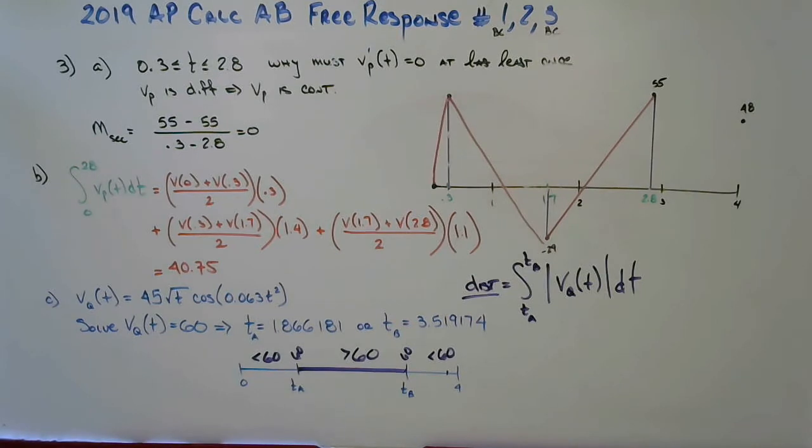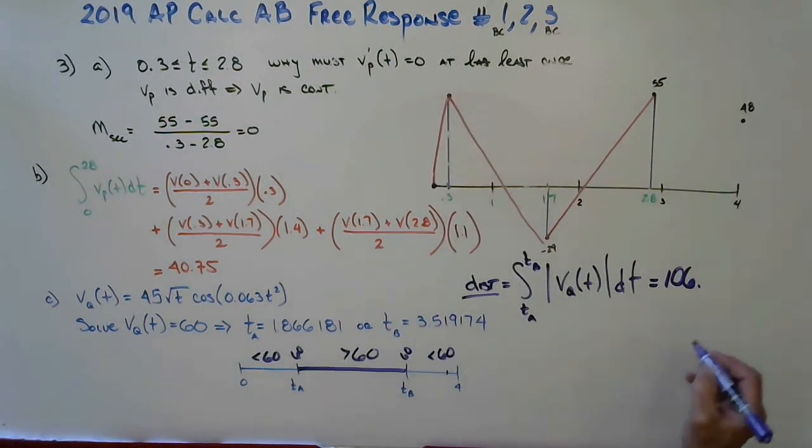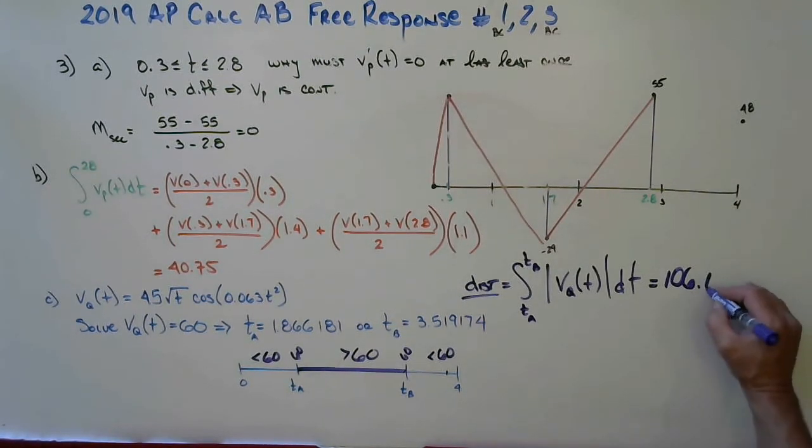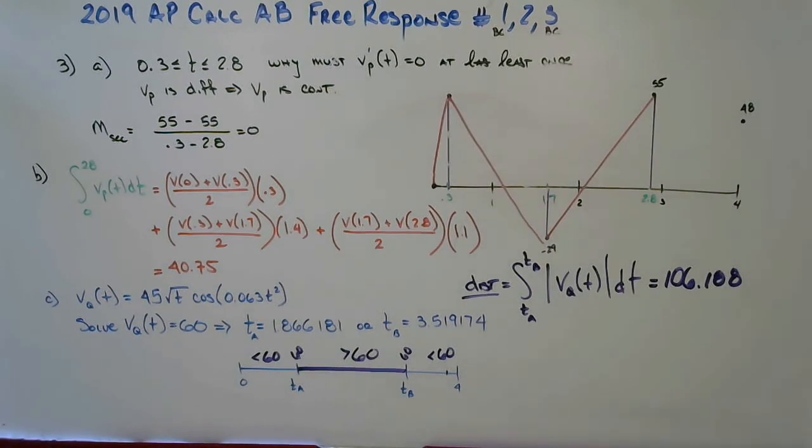And I'm not going to plug that in for you, but it gives us an answer of 106.108754 meters. So here we have to remember that if we want the distance traveled, we have to take the integral of the absolute value of velocity. If we just took the integral of velocity, it would give us displacement, right? Displacement. All right. So that's part C. I'll clean this off here and see if we can do part D. Okay.